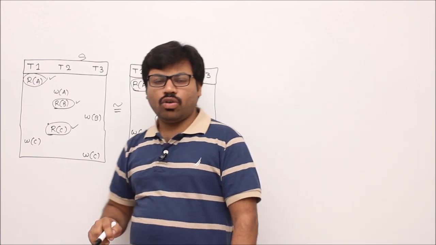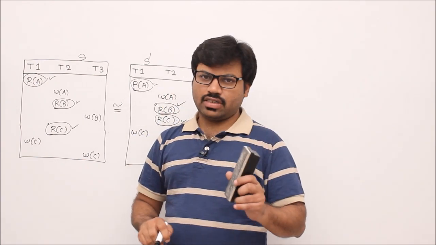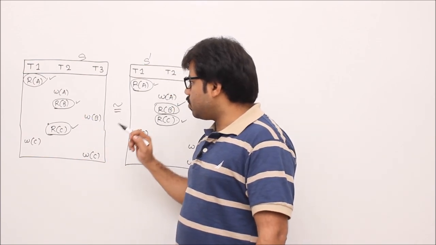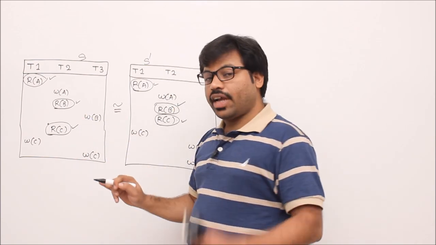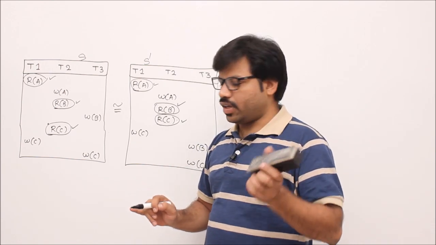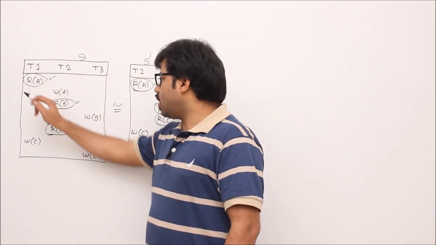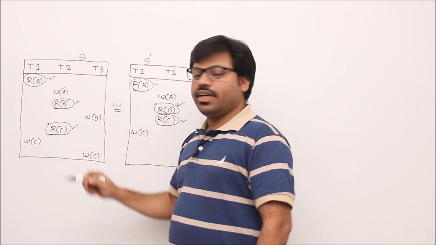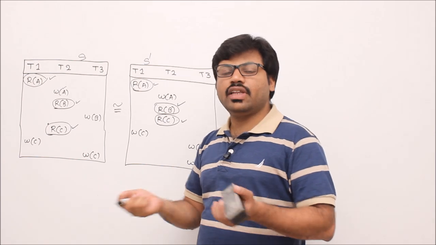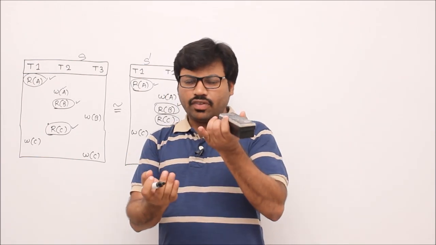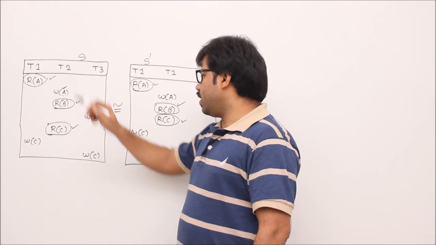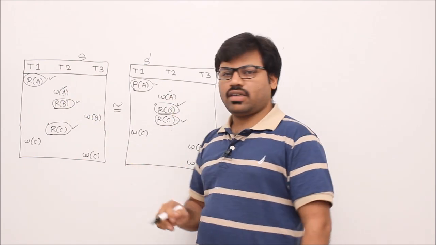Now once reads are over, we have to see only the last writes. In last writes, how many database items do we have? A, B, C. For every database item we have to see the last writer. For A, who is the last writer? Only one writer is there, then definitely he will be the last writer. When there are multiple writers, then we should check who is the last writer. Obviously T2 will be the last writer here, and here also T2 will be the last writer.